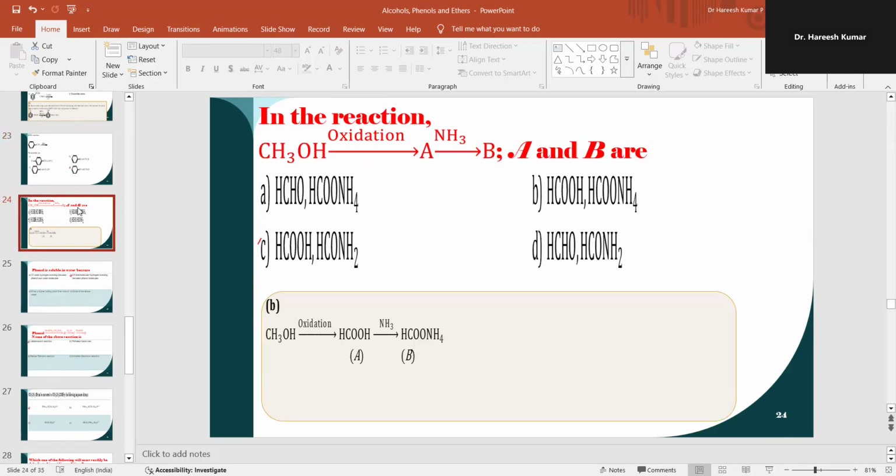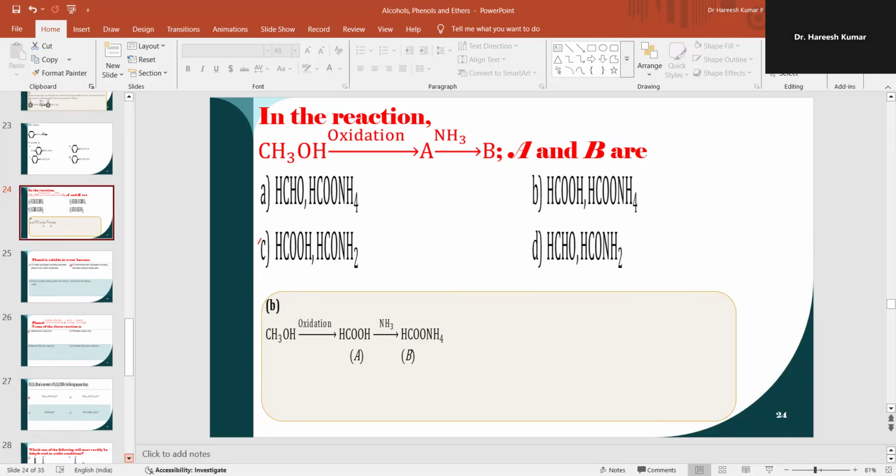Let's take one more example. In this reaction, methyl alcohol is oxidized, initially converted into formaldehyde, later converted into formic acid. The obtained formic acid on reaction with ammonia will give you ammonium formate. That's the reason option B will be the correct answer, because A is formic acid and B is ammonium formate. This is the one. Let's take one more question.